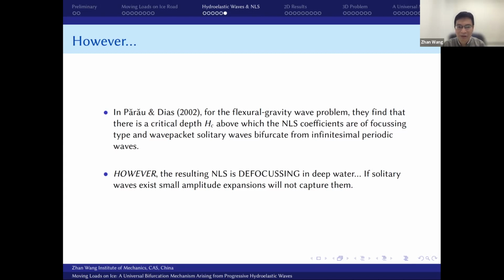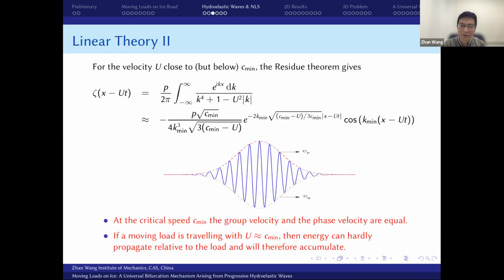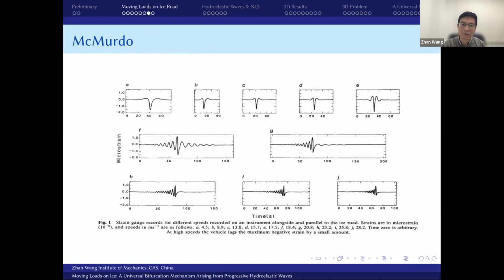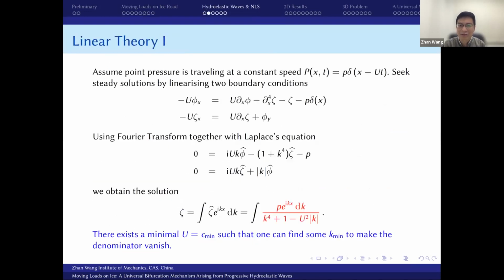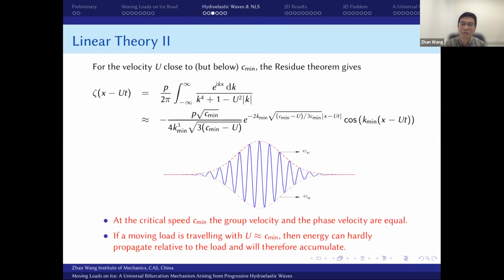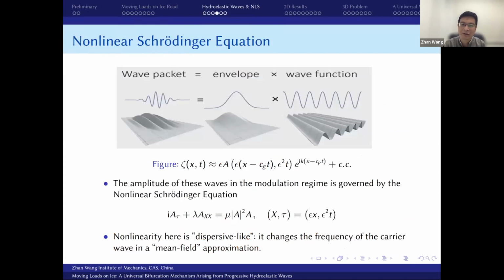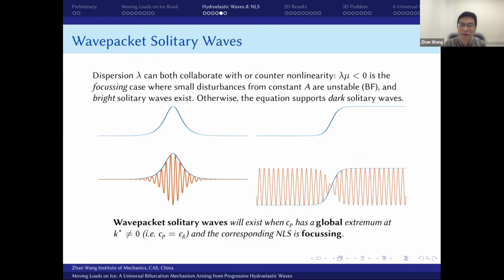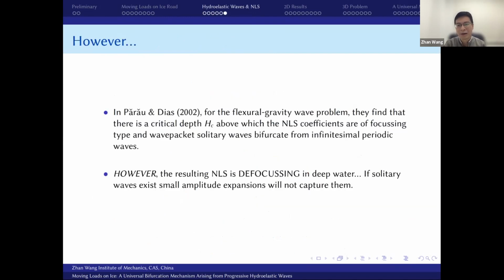So their result shows that the deep water situation is very complicated, and the weakly nonlinear theory doesn't work. But if you go to the experiment in McMurdo Sound, we do observe some wavepacket solitary waves. So that means the weakly nonlinear theory doesn't work. We cannot use the weakly nonlinear theory to explain the experimental phenomena observed in deep water by the New Zealand group.